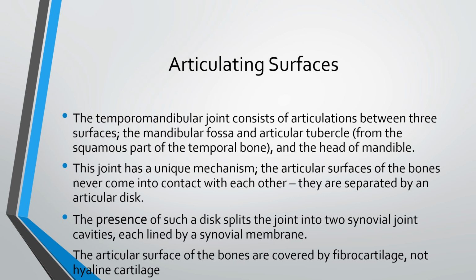This joint has a unique mechanism. The articular surfaces of the bones never come into contact with each other. They are separated by an articular disc. The presence of such a disc splits the joint into two synovial joint cavities, each lined by a synovial membrane. The articular surfaces of the bones are covered by fibrocartilage.